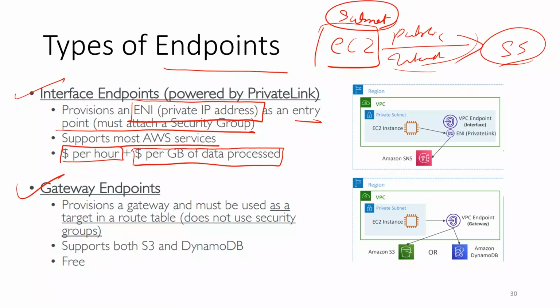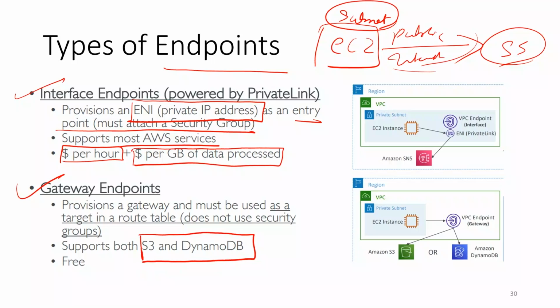So for interface endpoints, if there is a requirement, for example, to communicate with SNS or SQS, you have to use interface endpoints, because gateway endpoints do not support that. So what are gateway endpoints actually? Gateway endpoints are free. They give you private access, but to limited services. And what are the services that gateway endpoints provide access to? It is only S3 and DynamoDB.